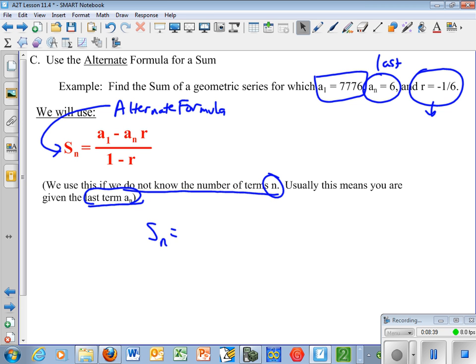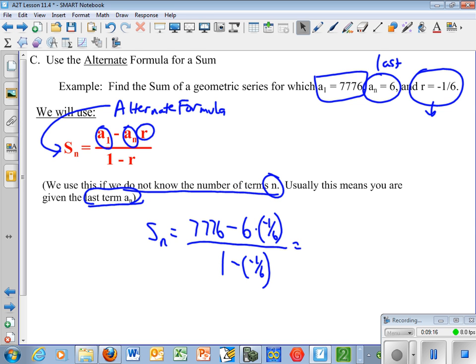So obviously, if A1 is 7,776, and the last term is 6, it's getting smaller. And we're multiplying by negative 1/6 here. So let's go ahead and plug things in. We're going to put A1 first. A1 is 7,776 minus a sub n, which is 6, times r, which is negative 1/6. And on the bottom, I have 1 minus negative 1/6.